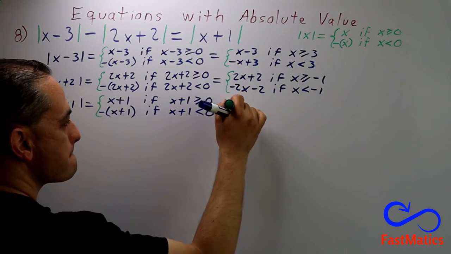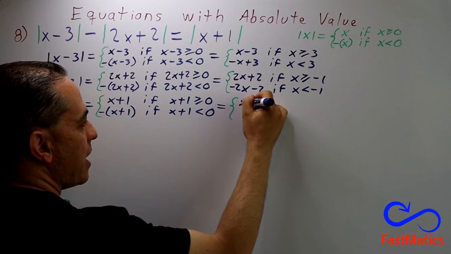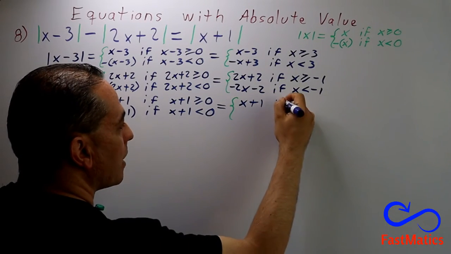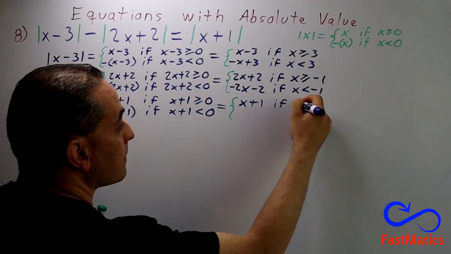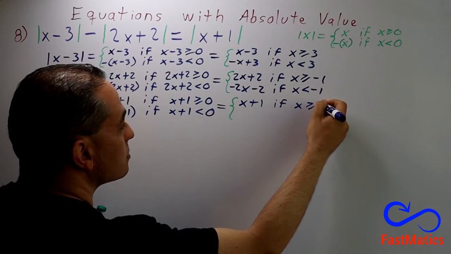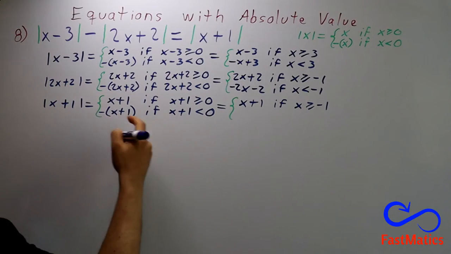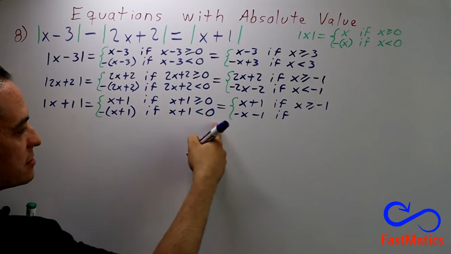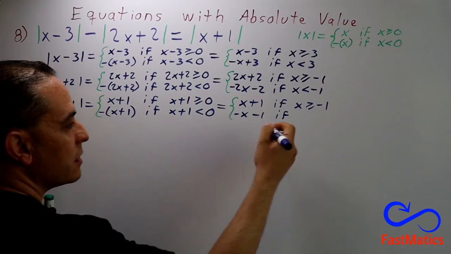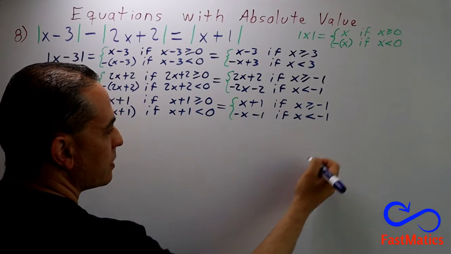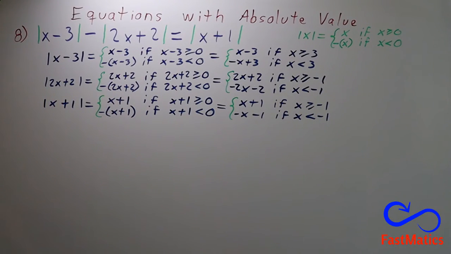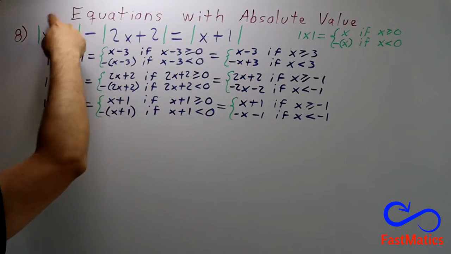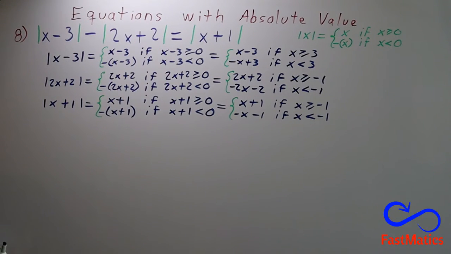That will be the same. And we solve it, x will be greater than or equal to negative 1. And here, negative times positive, negative x, negative times positive, negative 1 if, and we solve this linear inequality. Very simple, x is less than negative 1. Here we have the 3 cases. This is another method different from the method we have explained in our last videos.